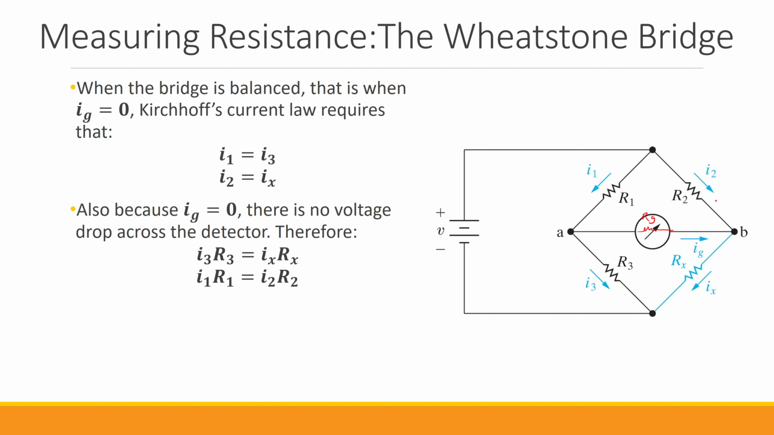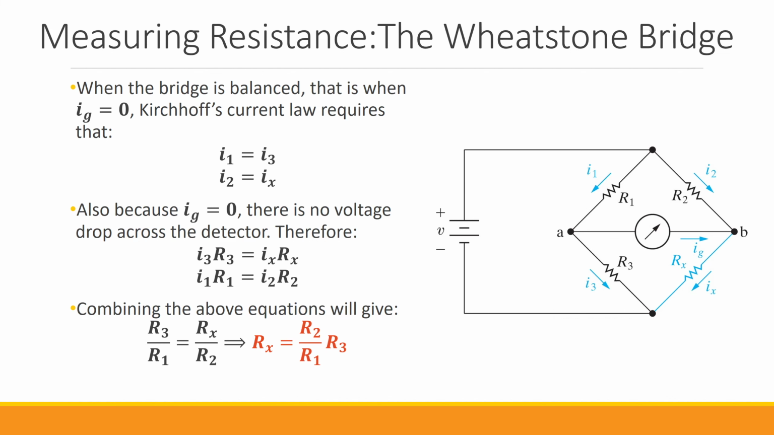Now, based on the calculation on the previous slide, we can combine them. We get to this conclusion that Rx equals R2 over R1 multiplied by R3, or R1 Rx equals R2 R3. Basically, the multiplication of the resistors in the diagonal directions are equal. So R1 multiplied by Rx equals R3 multiplied by R2.